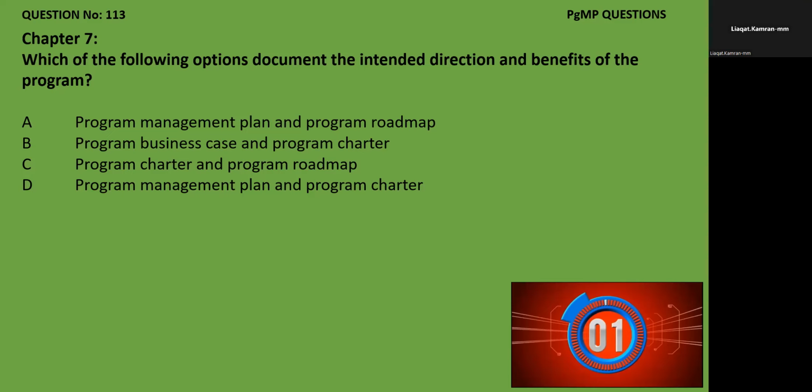Actually, my point is this: the question does not say that we are in the delivery phase, right? That is right, I agree. I will revise this question; it should be clearly stating the link with the program delivery phase. Then it will be A. But if he is asking only about this intended direction and benefits, then this is not working. I agree. I will update this question.